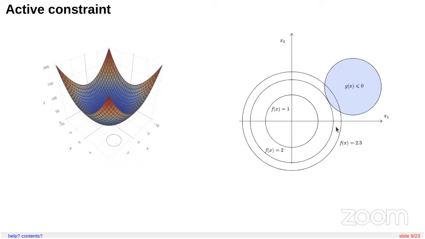Okay, so now, can you tell me, if any point on this circle, f of x equal to 2.3, this contour, any point on this contour which intersects this disk, can it be the minimum?